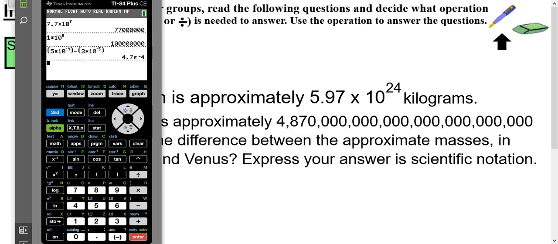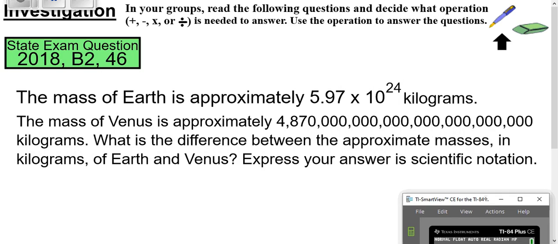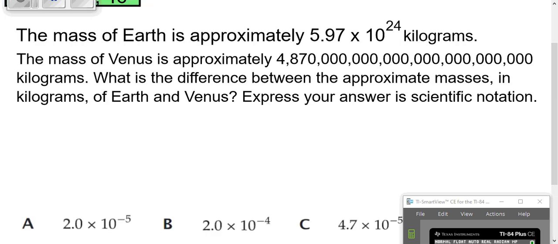So go on to the next question and see if you could do this one on your own. This was also another state exam question. Please press pause now. So I really do love this question, but the answers, unfortunately, are incorrect. So if you're wondering about the answers, they are incorrect, but let's go ahead and do it anyway.